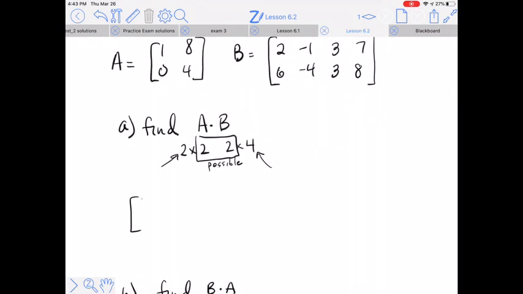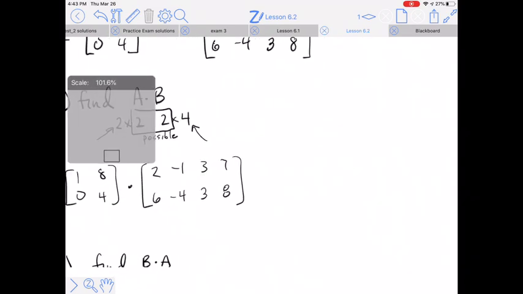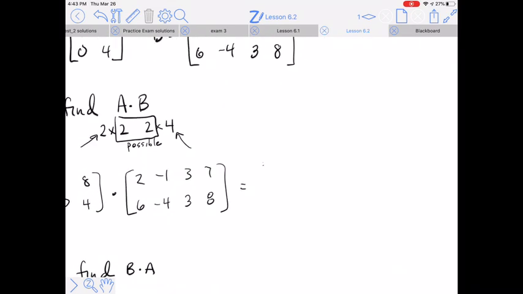So 1, 0, 8, 4 multiplied by 2, 6, negative 1, negative 4, 3, 3. It's going to result in a 2 by 4 matrix.